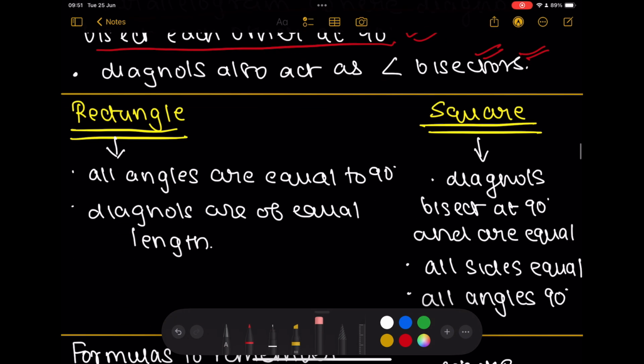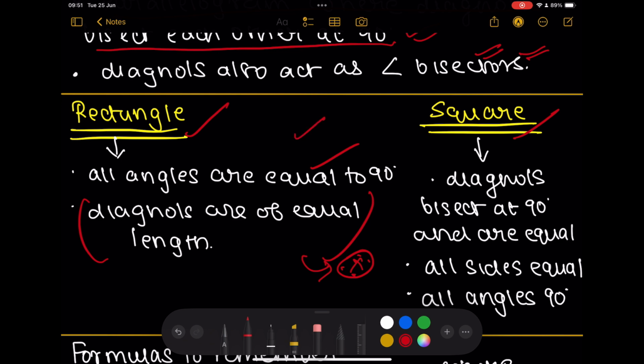Next are the rectangle and the square. These two are very basic, which is why I didn't write much about them, because most of you might already know about them. In rectangles, all angles are 90 degrees. The diagonals part is again important. You need to remember the diagonal property in everything. In a parallelogram, diagonals bisect each other. In a rhombus, diagonals bisect each other and are perpendicular to each other. In a rectangle, diagonals are of equal length.